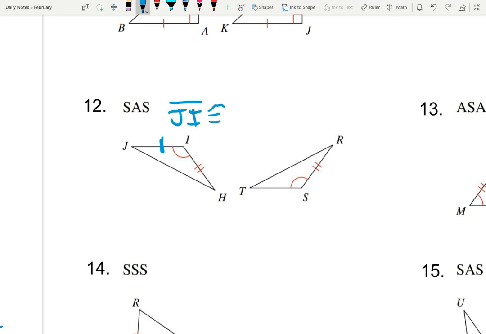We would need it to be congruent with, and let's look at the other one. So remember, side, angle, side. So the angle here has to be sitting between the two sides. So we have this one, and so we would need this bottom part for that angle to be sitting in between them. So we need TS. We would need JI to be congruent with TS. So that would make side, angle, side, side, angle, side.